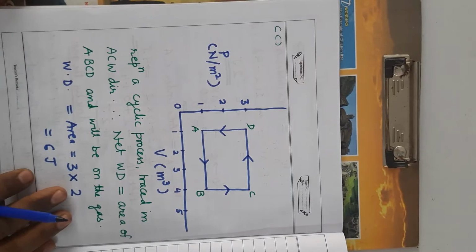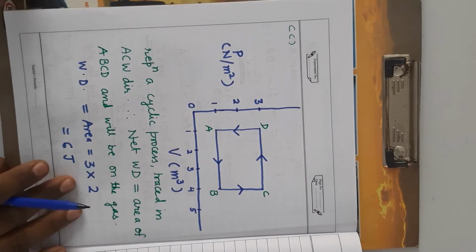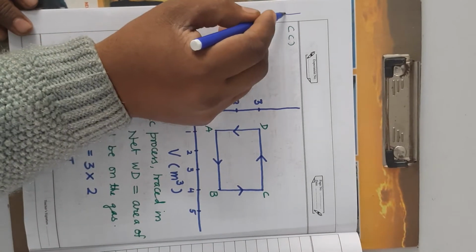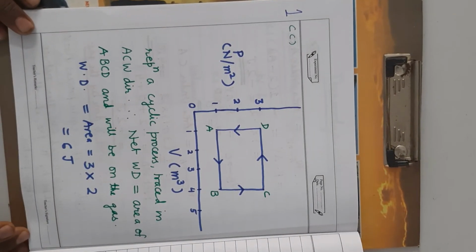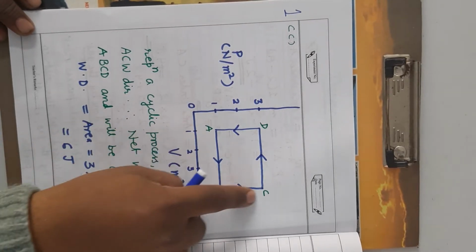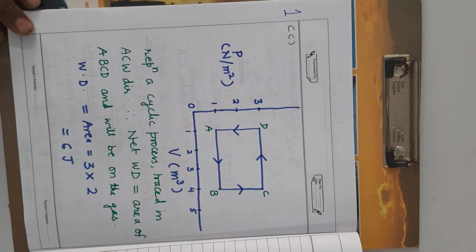Question number 1, C part. You can see here the indicator diagram is this. Already I have told that if the process is cyclic, then the PV curve will be a closed curve. It's clear. Or its reverse: अगर PV curve closed curve है, then process cyclic होगा. So you can see here this PV curve is closed.